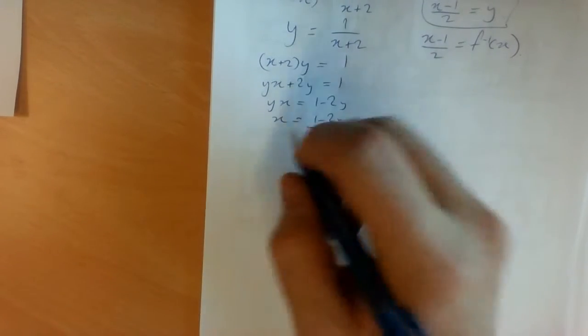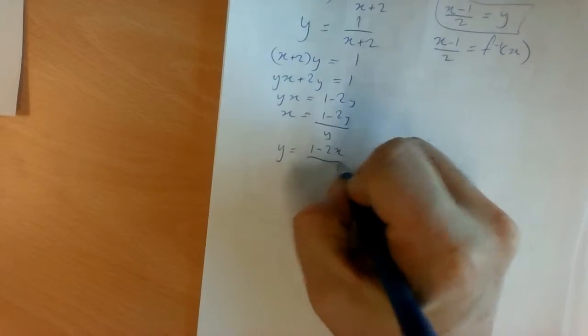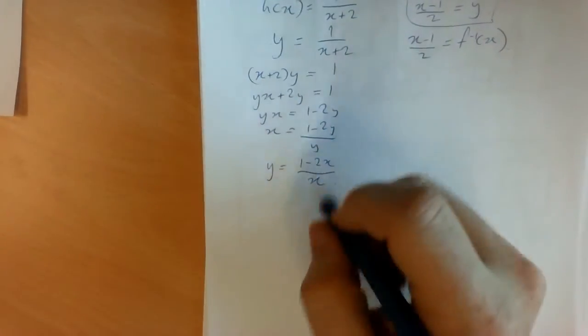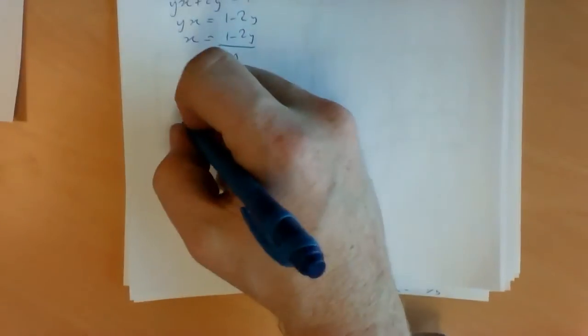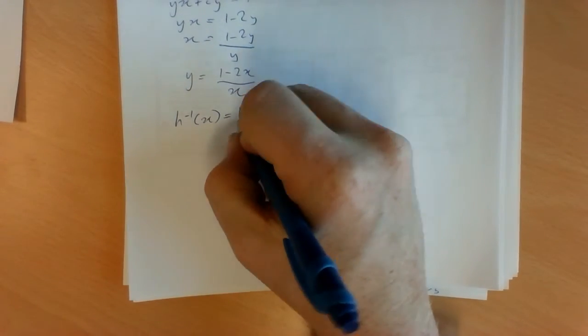Now, find and replace x and y. So wherever you see an x, write a y. Whenever you see a y, write an x. And that's your answer. That's the inverse. And if you want to posh up the language, just write h negative 1 of x equals 1 minus 2x over x.